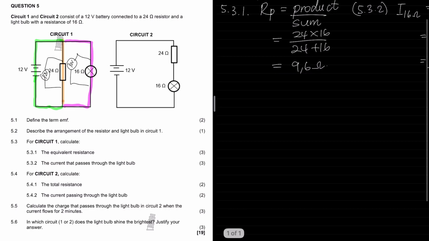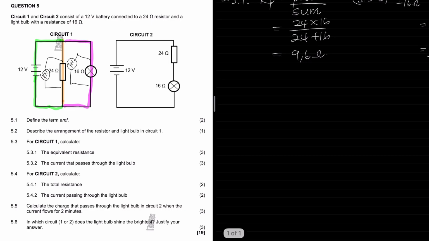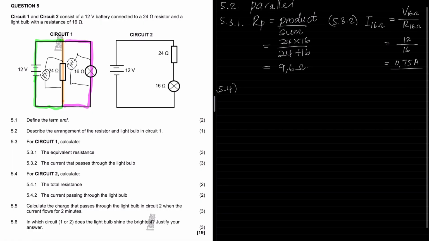Okay, let's move on. Question 5.4. For circuit 2, calculate the total resistance. Now in circuit 2, there's no splitting of the current. And so it means that all the components are connected in series. So the resistance is going to be simply the sum of the resistors. So 16 plus 24, and that's 40 ohms.